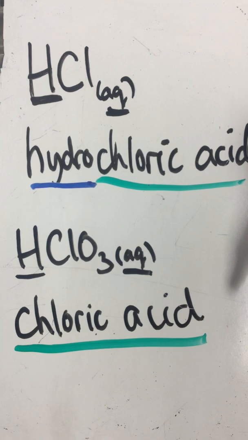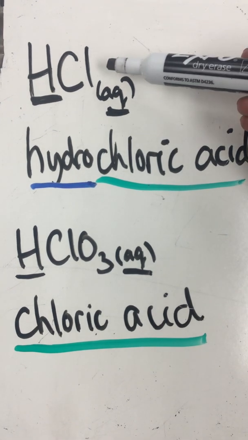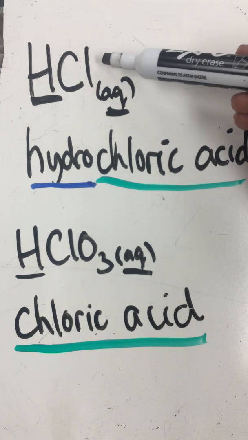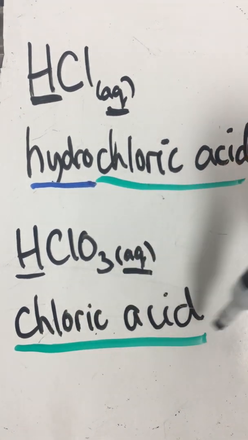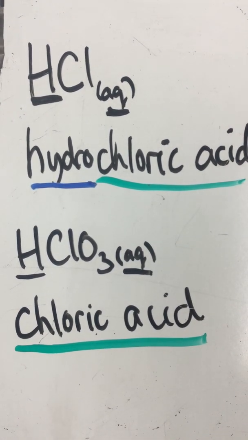So just a little bit of a helpful reminder, anything that has two elements, it's going to be binary: small formula, big name, big formula, small name. Hopefully that helps you remember how to name your acids differently.